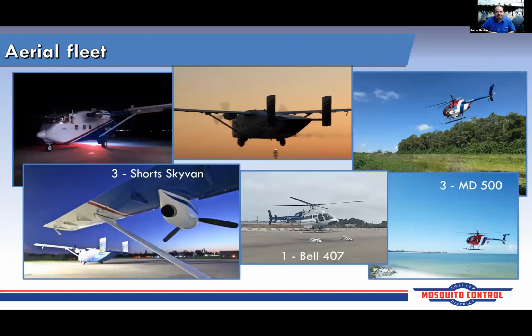So how do we do this? Well, our main platform for treatments consists of 3 Skyvans, 1 Bell 47, and 3 MD500 helicopters. The Skyvans are strictly for adulticiding, with a large volume tank holding enough material for around 37,000 acres at less than half an ounce per acre.